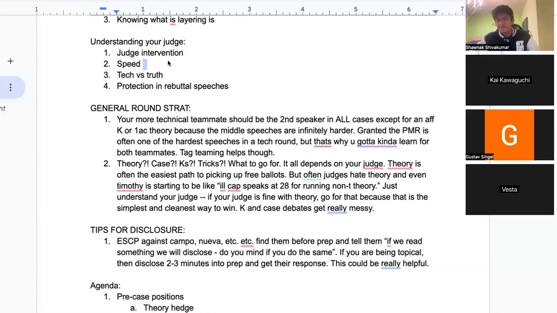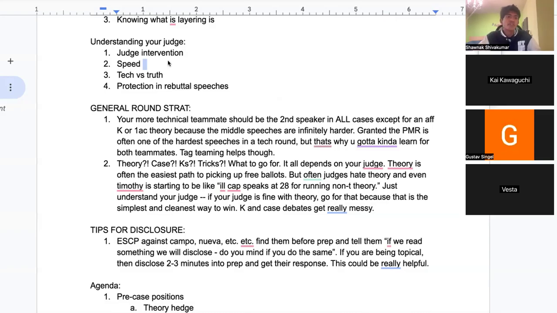Sorry about that. So yeah, speed is how much you can deliver, your maximum delivery. This affects how much you can read in each speech, because if there's a higher speed, you can read more arguments, et cetera. Third, and this is similar to the first one, this is kind of redundant, but how much the judge prefers tech over truth. I think this lecture is simulated for an evergreen style tournament where you're going to have judges that buy almost every single argument.